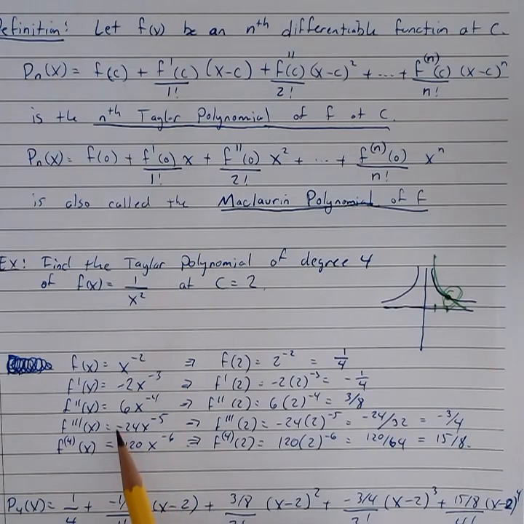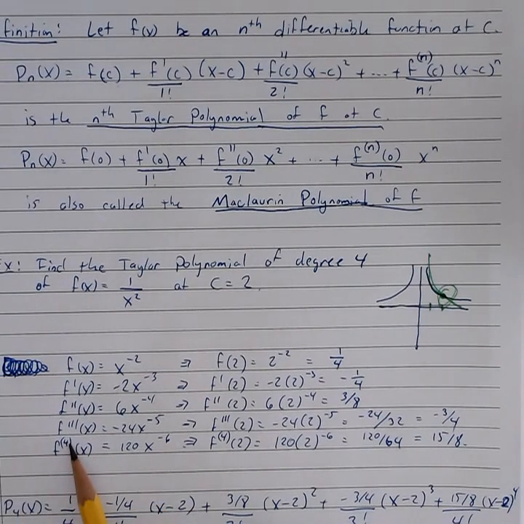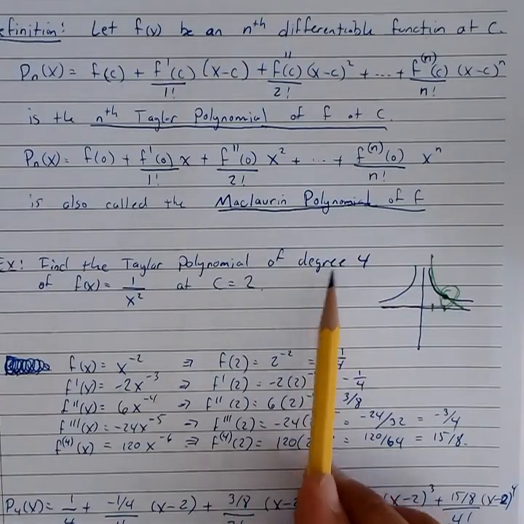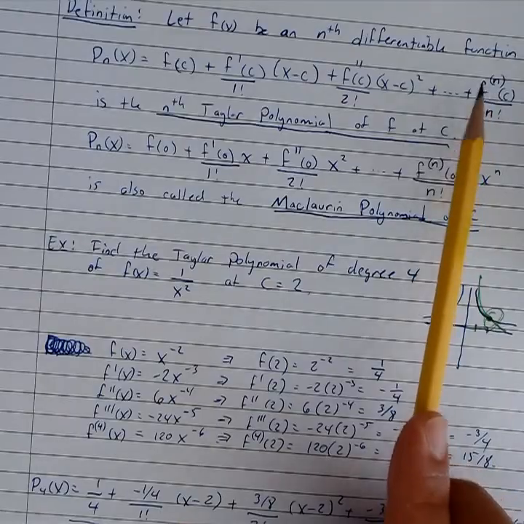Bring the negative 4 down. That's negative 24x to the 5th power. And then for the last derivative, because I'm going to go up to the 4th derivative, bring the negative 5 down. That's positive 120x to the minus 6. And you know we stop at the 4th derivative because we want a 4th degree polynomial. The degree of your polynomial tells you how many derivatives you're going to need.